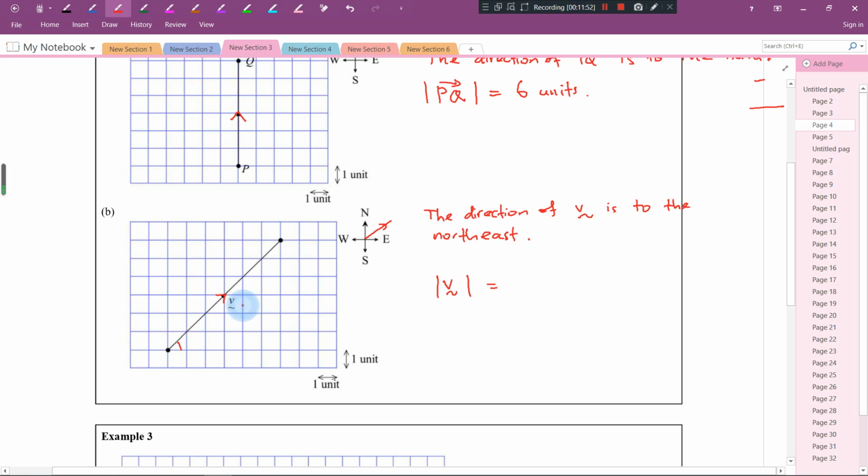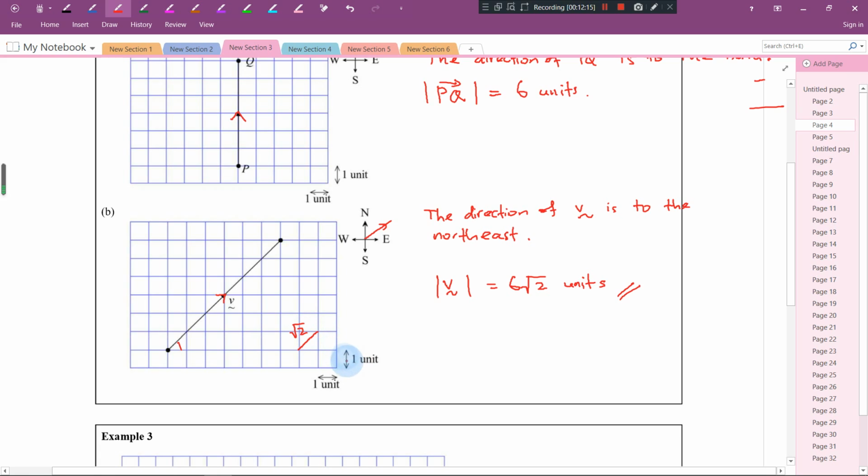Okay, so how many units? Still remember just now I told you this is square root 2 unit, right? So we have how many? 1, 2, 3, 4, 5, 6. 6. 2 units. Okay. So not necessarily every time it's square root 2 unit.